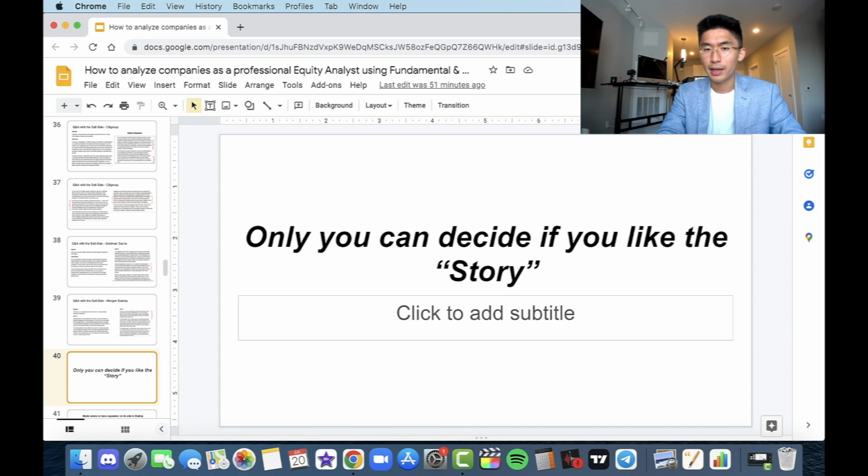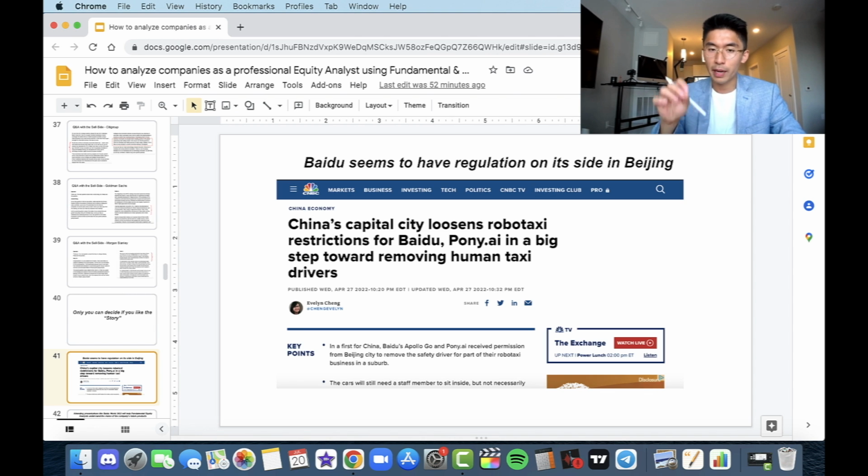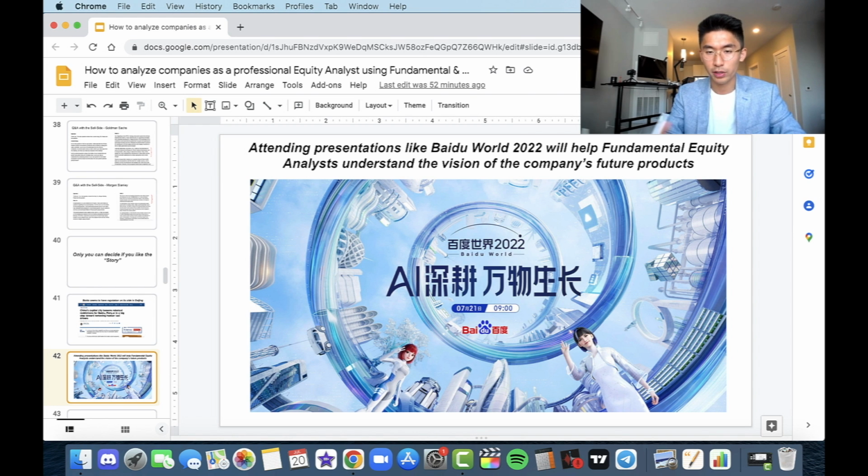So only you can decide if you like the story. And the way to understand the story is to follow the name closely, understand whether the name has regulation on its side or against it, and to follow really important corporate presentations. For example, Baidu is having their World 2022 event coming soon. For fundamental equity analysts that want to understand the vision of the company's future, these events are really important. So whether you follow Baidu or companies like AMD or NVIDIA or Qualcomm or Costco or Walmart, attending their corporate presentations will give you a stronger understanding of the vision of the company's strategy. And for Baidu specifically, it's their World 2022 event. If you want to check it out, it's in the link in my description.